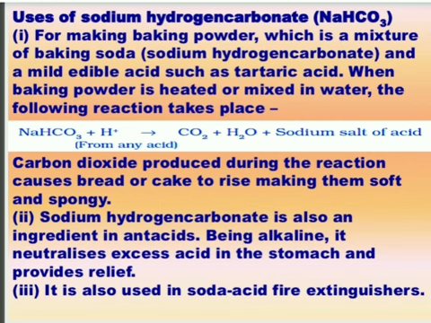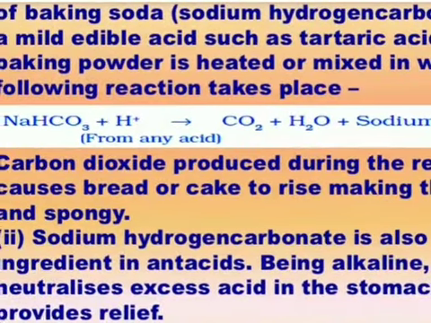Then uses of sodium hydrogen carbonate for making baking powder. Yes, it is very important that you should note that baking soda and baking powder are both not the same thing. Baking powder is formed when baking soda is added with a tartaric acid. We have done different types of edible acids. Tartaric acid is one of them. So whenever baking soda is mixed with tartaric acid, it will form baking powder.